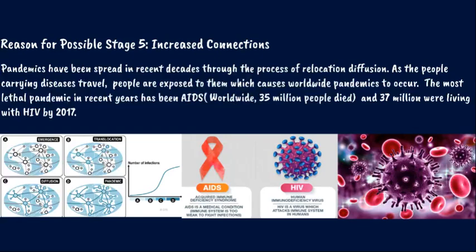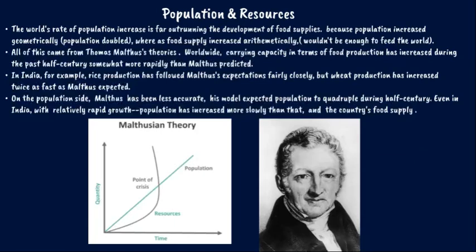Reason for possible stage 5: increased connections. Pandemics have been spread in recent decades through the process of relocation diffusion. As people carrying diseases travel, other people are exposed to them, which causes worldwide pandemics to occur. The most lethal epidemic in recent years has been AIDS. Worldwide, 35 million people have died, and 37 million were living with HIV by 2017.